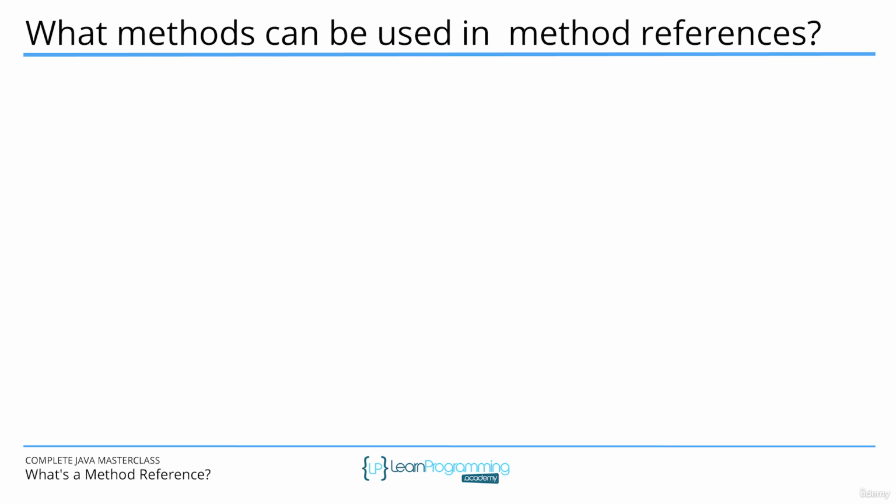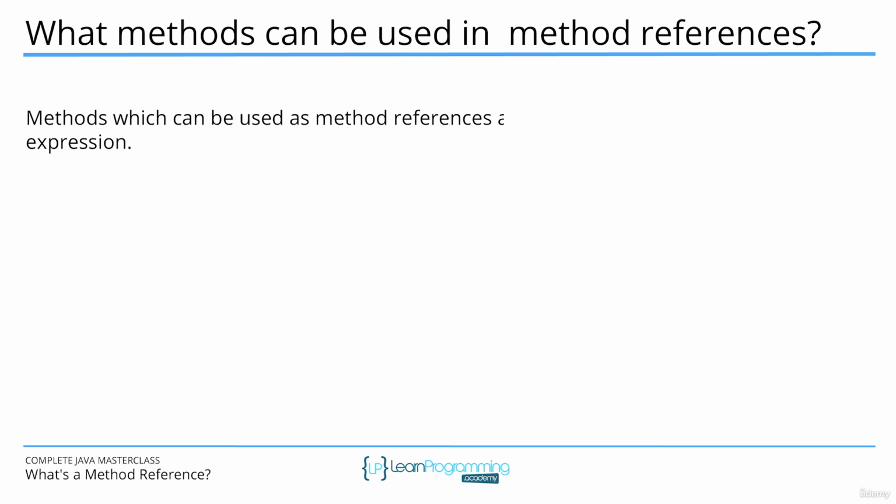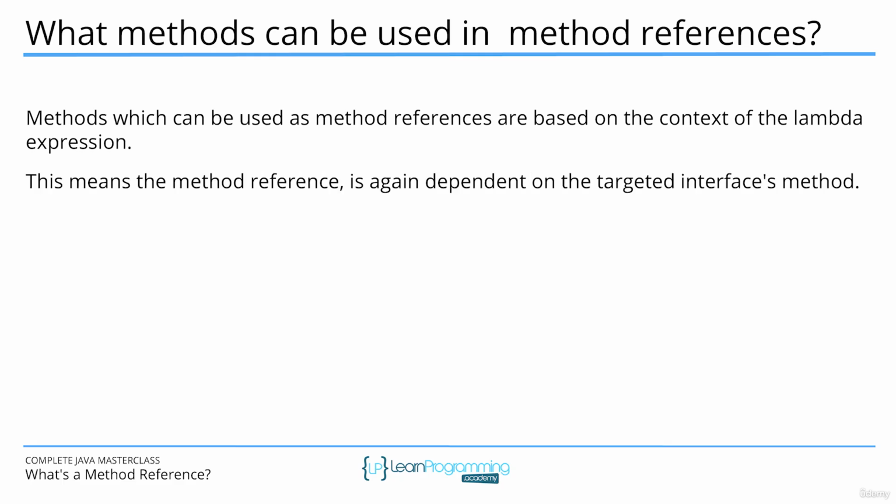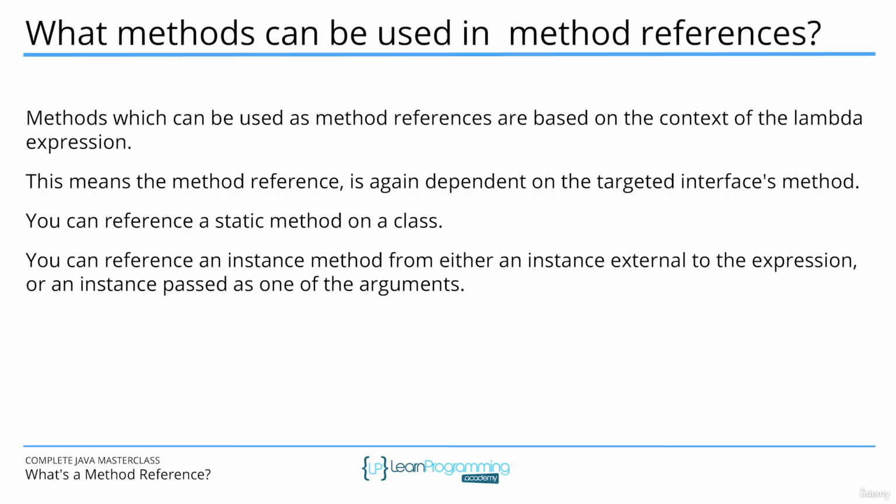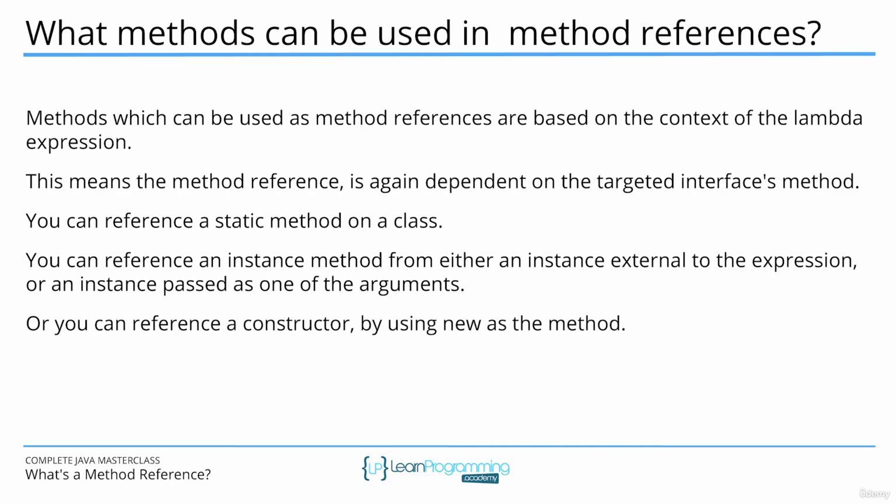Does this mean you can use any method in method references? Methods which can be used as method references are based on the context of the Lambda expression. This means the method reference is again dependent on the targeted interface's method. You can reference a static method on a class. You can reference an instance method from either an instance external to the expression or an instance passed as one of the arguments, which I'll explain shortly. Or you can reference a constructor by using new as the method. I'll look at each of these in turn.